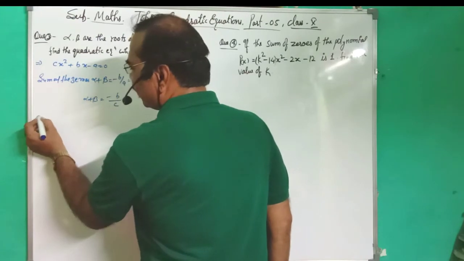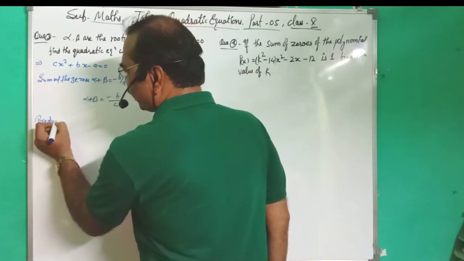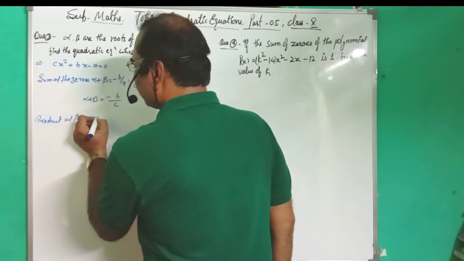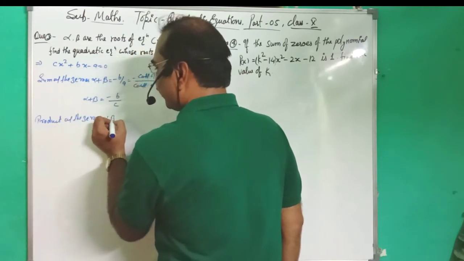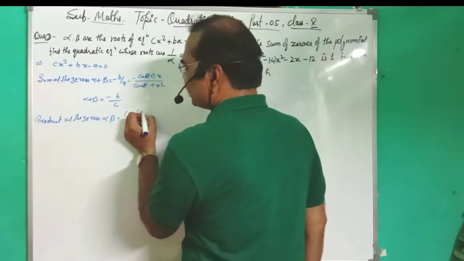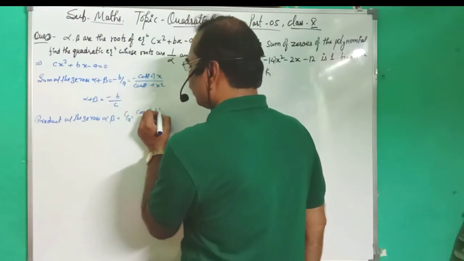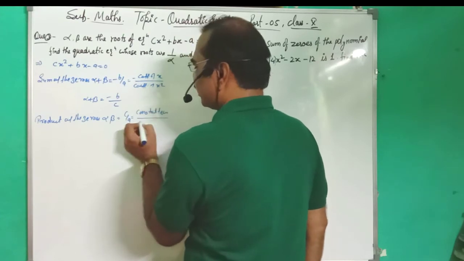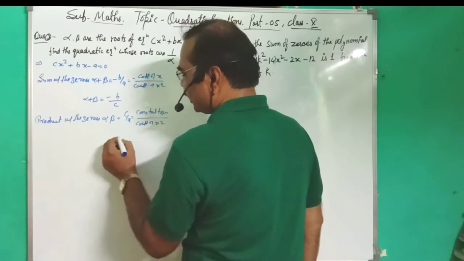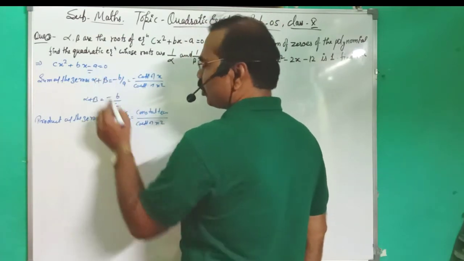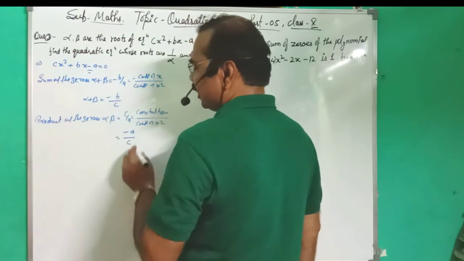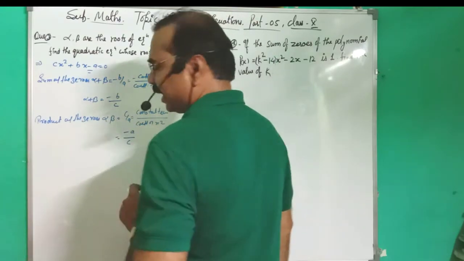Again, you can find the product of the zeros. Students, now look here. Product of the zeros means you can find the value of alpha into beta. That value is equal to c upon a, or we can say constant term upon coefficient of x square. Look at the constant term according to your question, that is minus a, and the coefficient of x square is c. So alpha into beta is equal to minus a upon c.